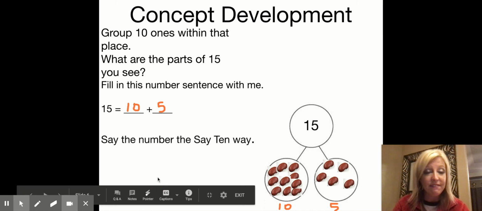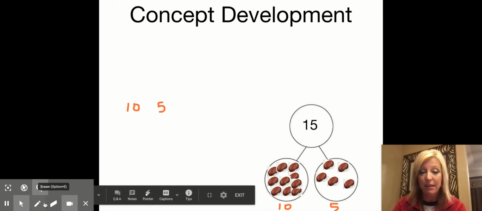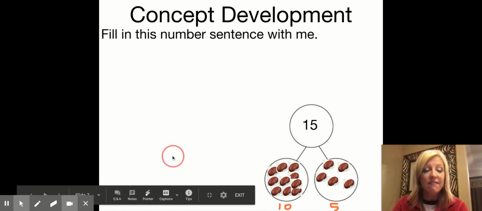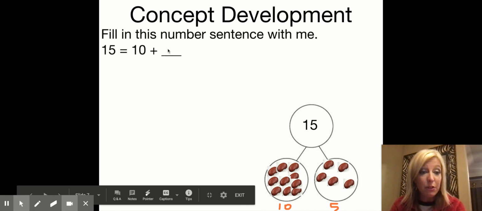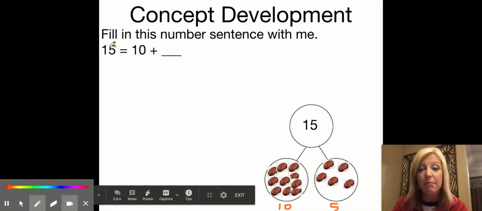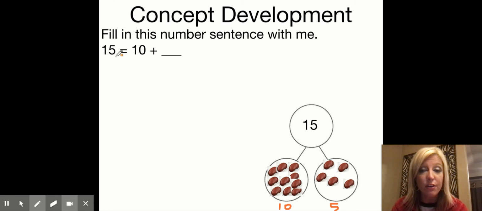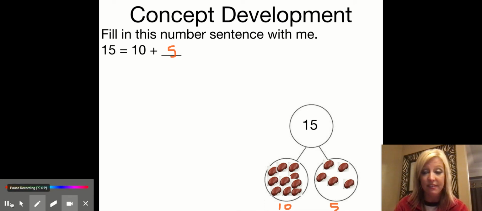How would we say 15 the say 10 way? Very good. 10, 5. Let me erase that. All right. Fill in this number sentence with me. This is where we're looking for that missing part. If you look at the number 15, you know that one part is 10. What's your other part? 5. Very good. 15 equals 10 plus 5.